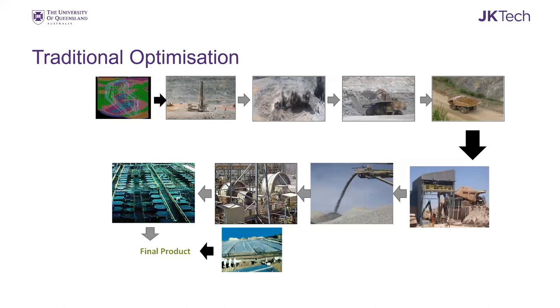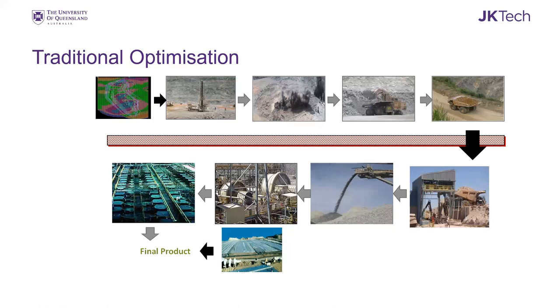So at most operations, optimization is traditionally done in silos, which contains a lot of downsides. One of the most common silos is the mine and the mill. So at most operations, the optimization is done in silos. And one of these obviously is the mine and the other silo is the mill.